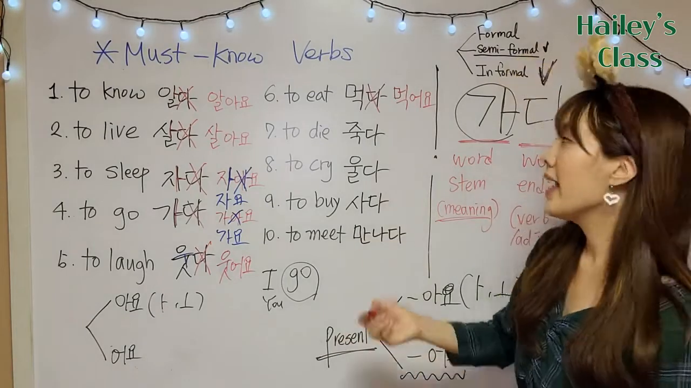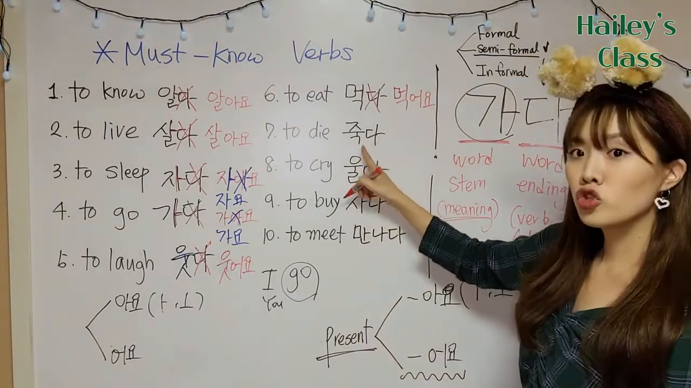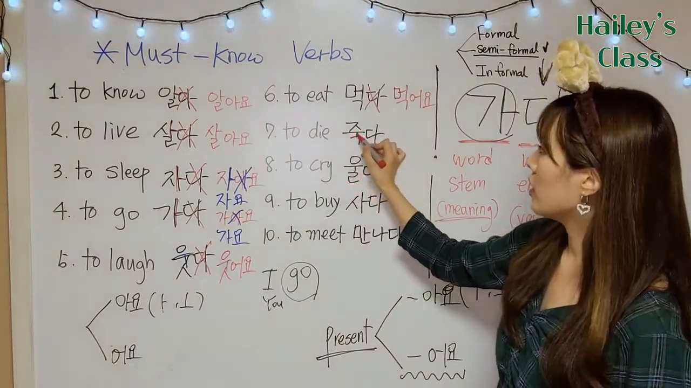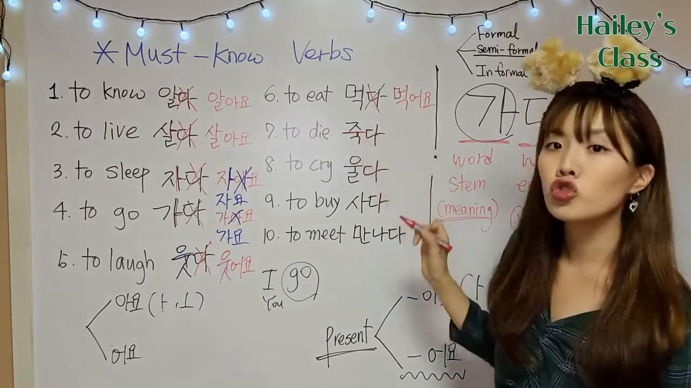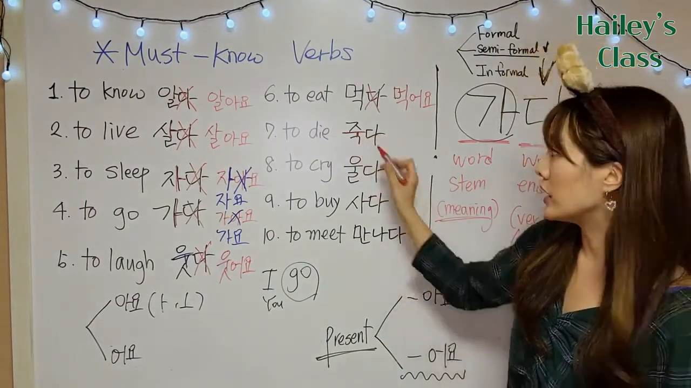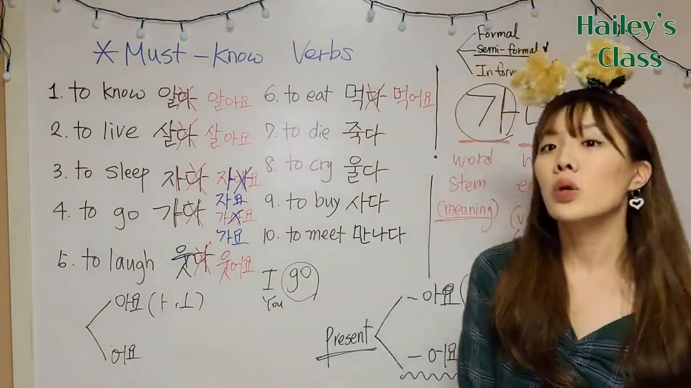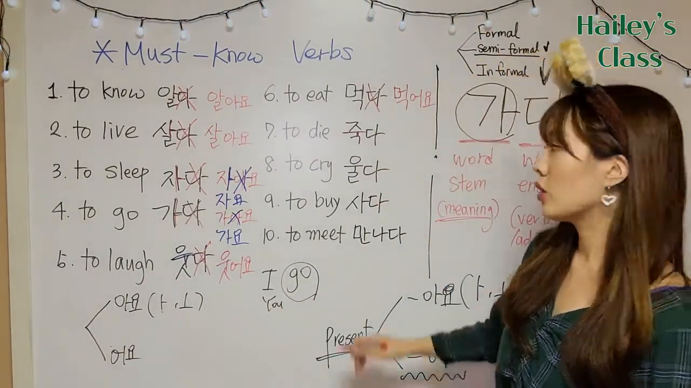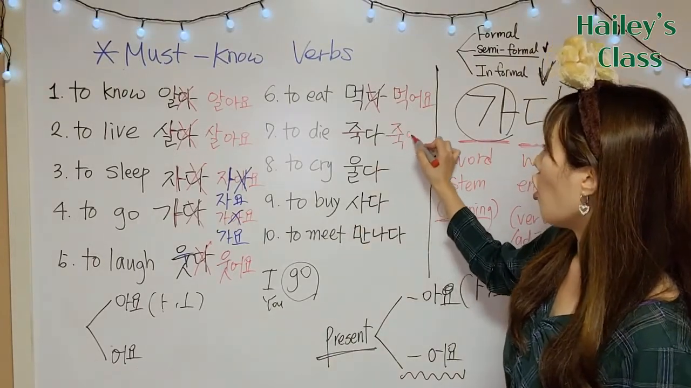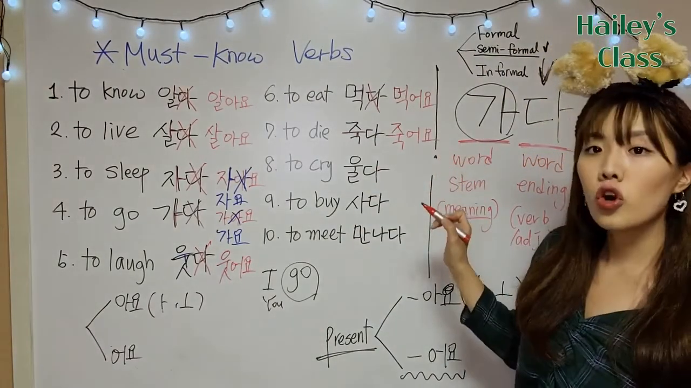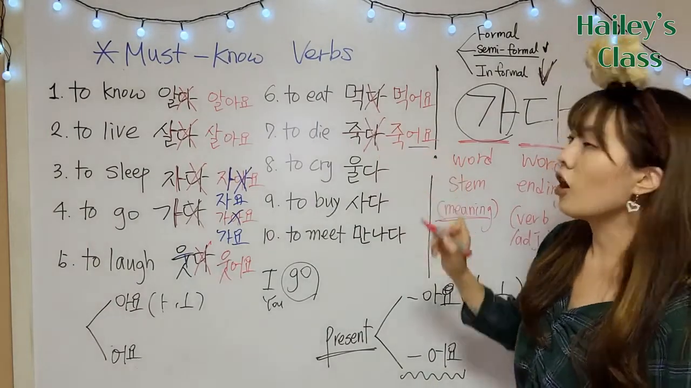먹어요. Okay? And 죽다. The vowel is u, right? So o, it's not in here, right? So it has to be 어요. So 죽어요. Delete 다 and put the 어요.